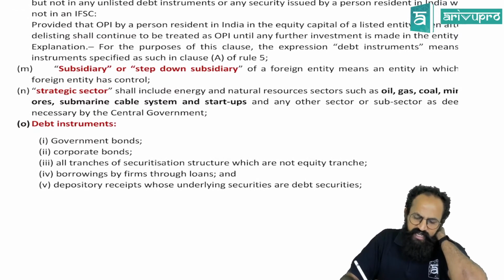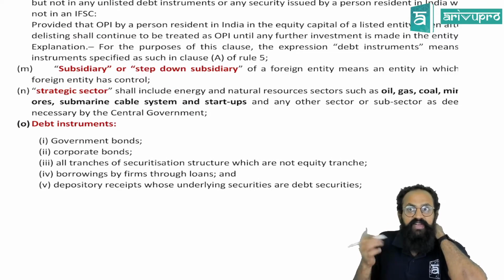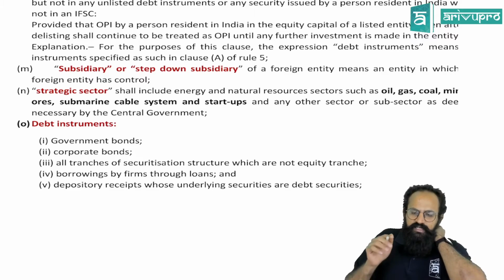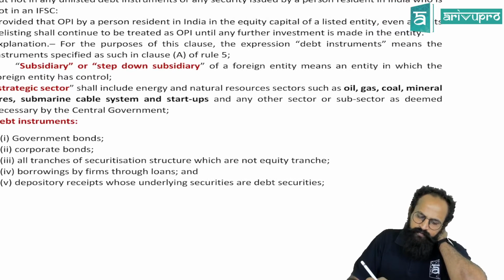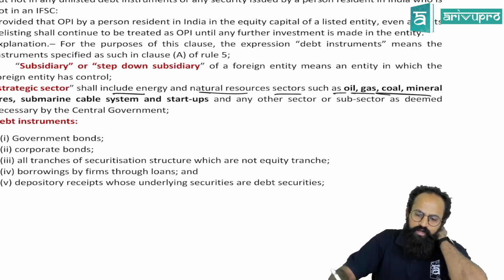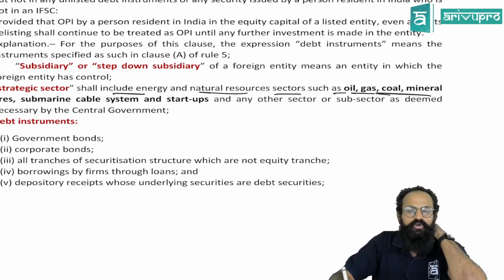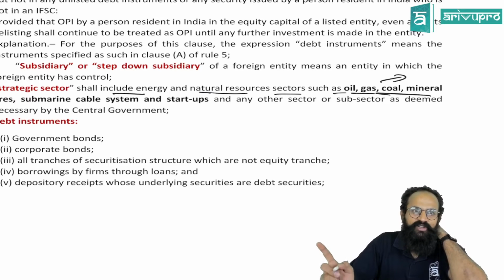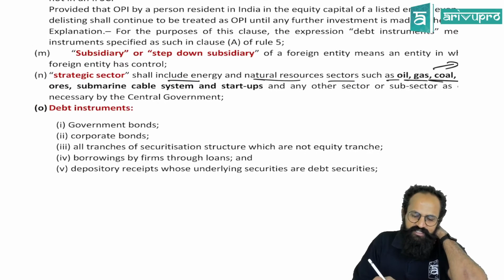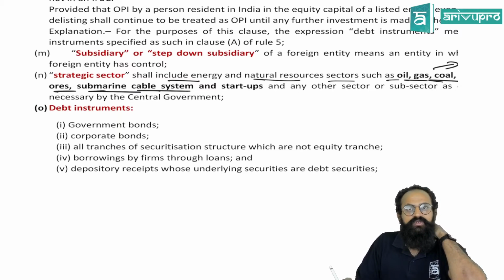So this is not there directly in your book. But remember, somewhere in between they might have given. So remember, strategic sector means it shall include energy and natural resources sector such as oil, gas, coal. So if a company is into coal related business, Rocky Baida, Narachi only know that. They are telling you Rocky Baida is into strategic sector. Yes, he has all strategies. Minerals, ores, submarine cable systems. What is submarine cable systems?